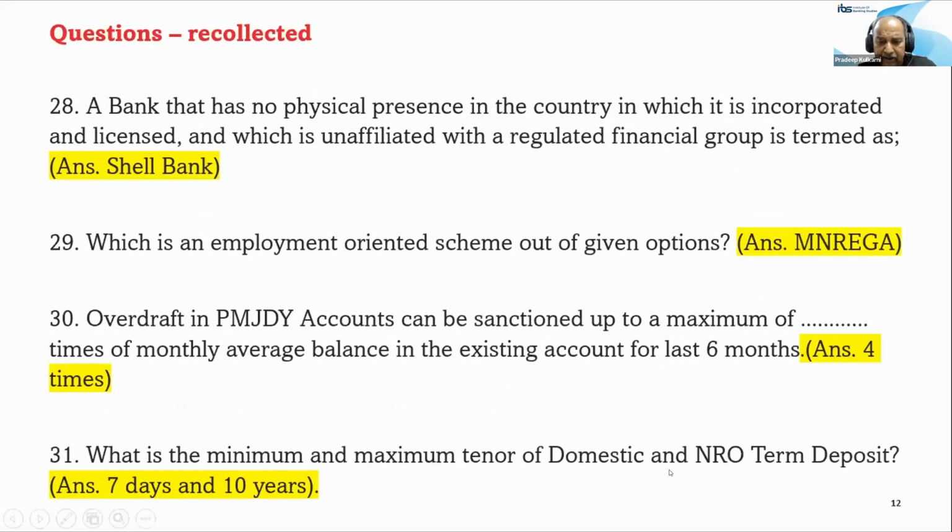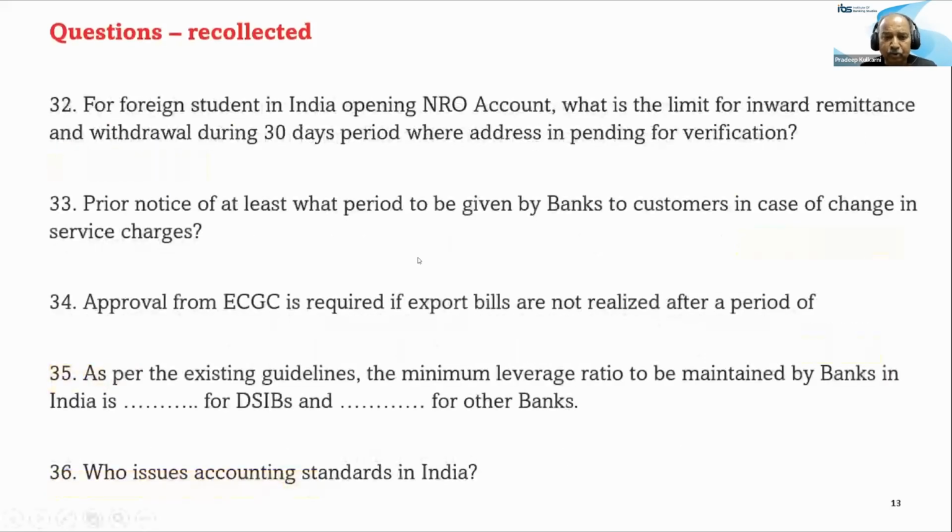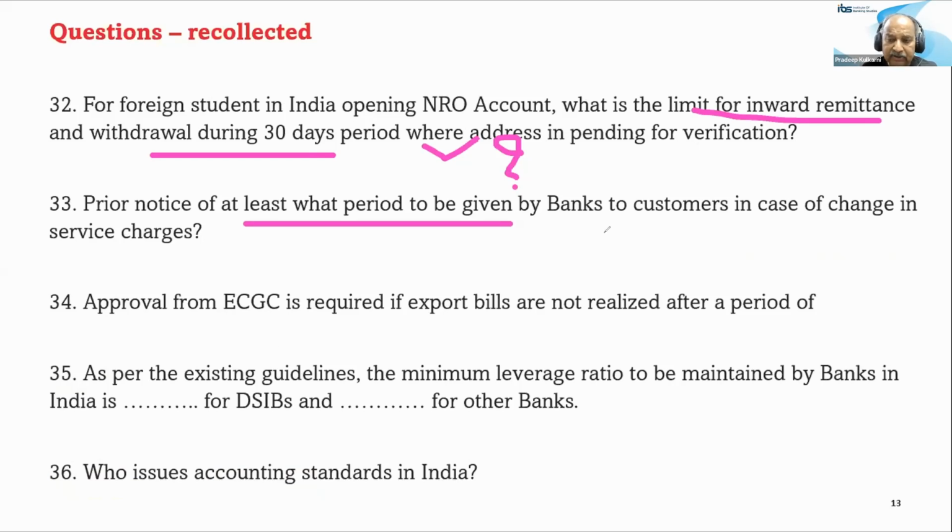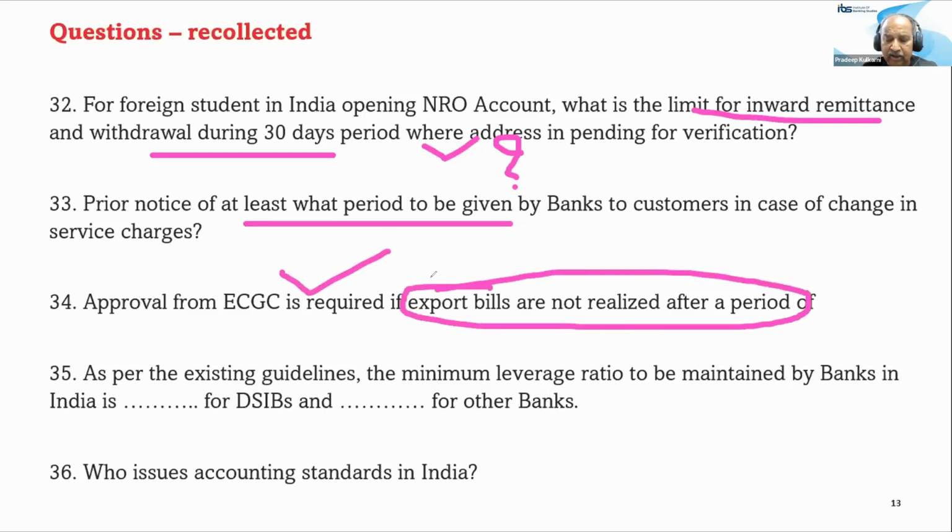What is the minimum and maximum tenor of domestic NRO deposit? As usual, our domestic deposit, whatever it is, the same minimum, same maximum. Then foreign student in India opening an NRO account, what is the limit for inward remittances, and that too for withdrawal during the 30 days period where address is pending? This question repeatedly comes. Prior notice of at least what period is given by the bank to customers in case of change in service charges? ECGC required if export bills are not realized after a period of.